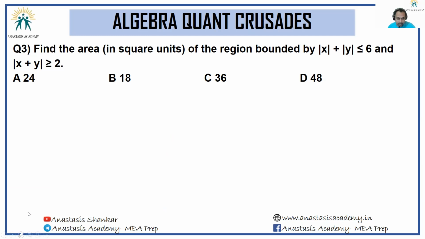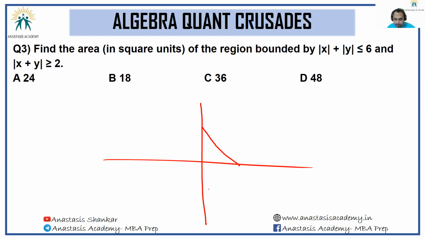I'm not very good at drawing beautiful looking diagrams. Functionally, they would work, but beautifully, not so much. Okay. Mod x plus mod y is less than or equal to 6 would mean these are the points. You'd get a rhombus. The points here are (0, 6), (6, 0), (0, -6), and (-6, 0). These are the 4 corners done.